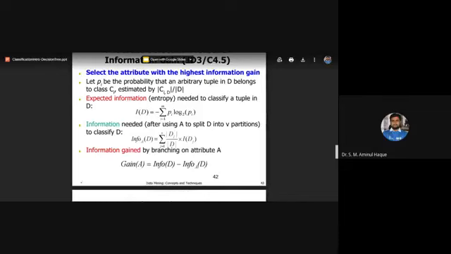Sir, I think we cannot see your cursor. You cannot see? It's a little small, but I am moving it. I'm moving around. Can you see it?